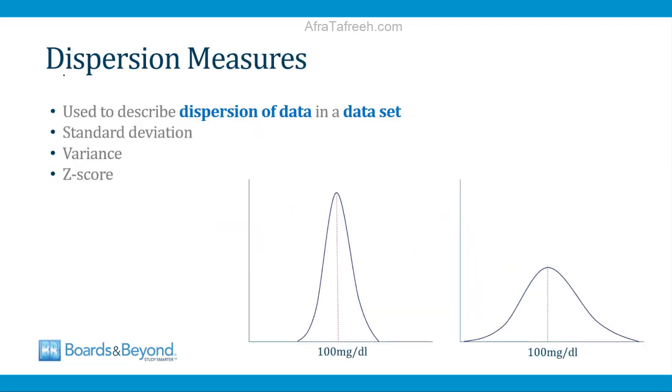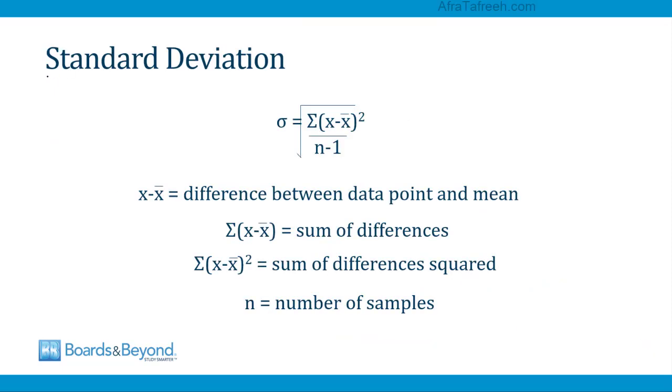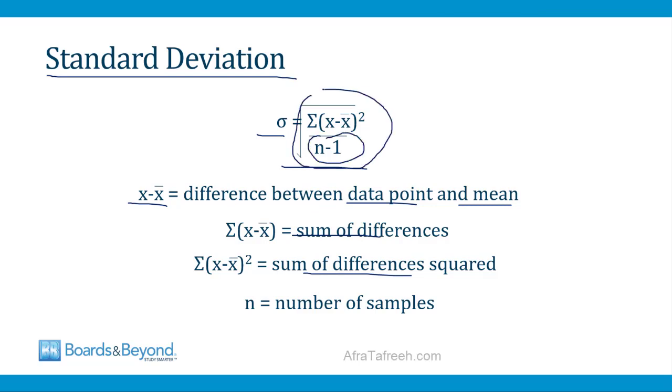There are a number of different measures that can be used to describe the dispersion of a data set. The most important one is the standard deviation, but we'll also talk about two others, the variance and the z-score. Standard deviation is the most important dispersion measurement, and we denote the standard deviation for a data set by the Greek symbol sigma. And standard deviation is equal to this equation shown here. To calculate the standard deviation, you need to determine the difference between all the data points and the mean for all the data points. That's x minus x mean. You then sum those differences and square it, and you divide that number by the number of samples minus 1, and then you take the square root of this whole term here.